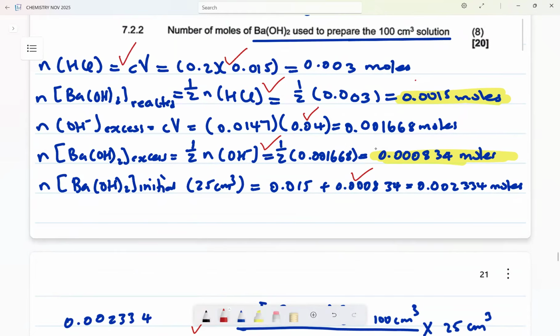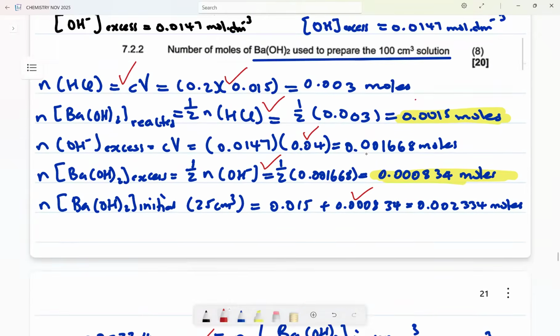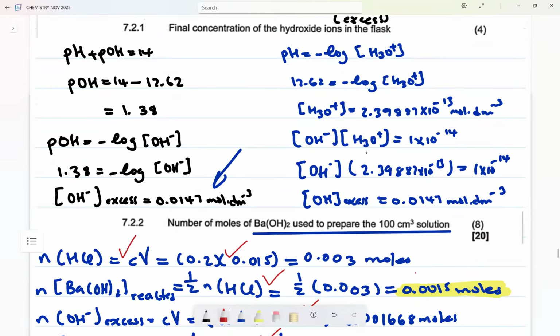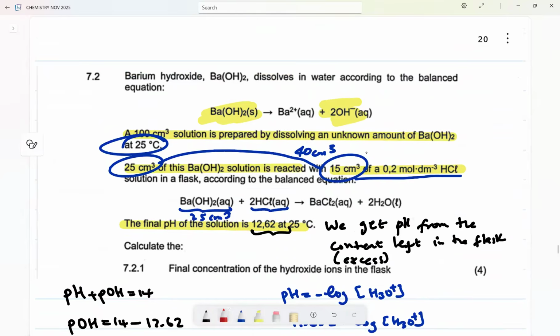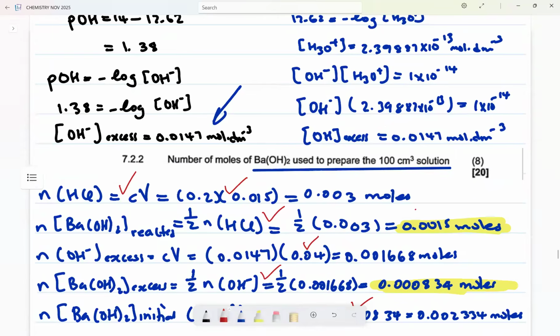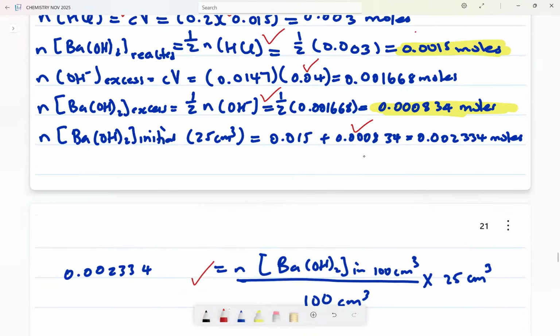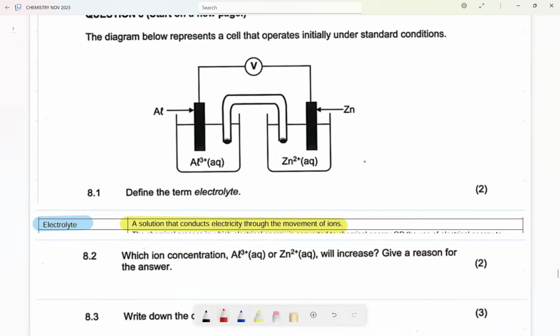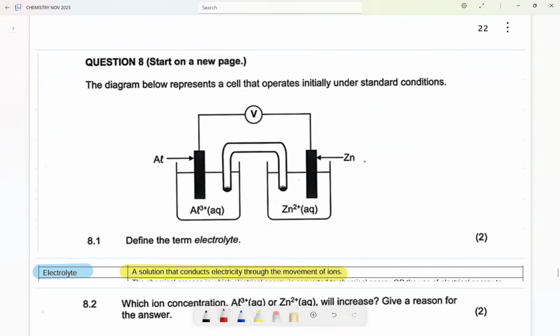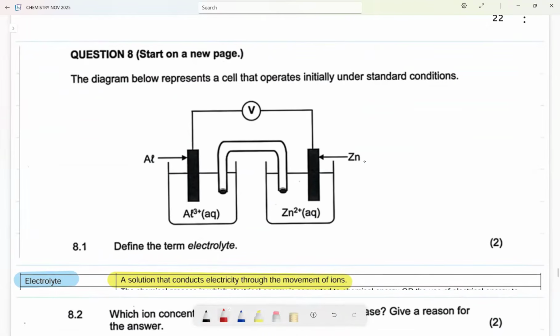Okay, so that is that, guys. This was an interesting question, question seven by the way. Okay, let's move on now to question 8. Question 8, the diagram below represents a cell that operates initially under standard condition.